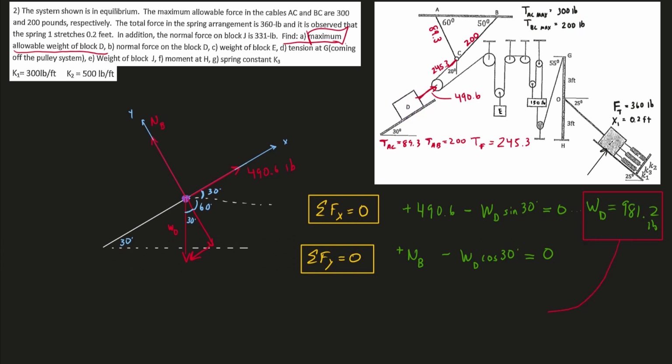Of course, we can take that 981.2, plug that right in here, and figure out our normal force on B. Oh, and that just so happens to be our next question here. And we'll get 849.74 pounds. So here's our weight D and our normal force on D. And I just realized I've been calling normal force B this entire time. Goodness gracious. That is my bad. Of course, it's the normal force on D. Let's pretend that never happened.